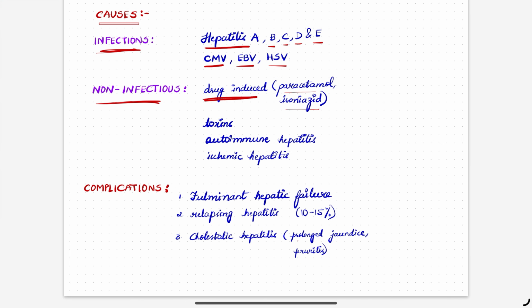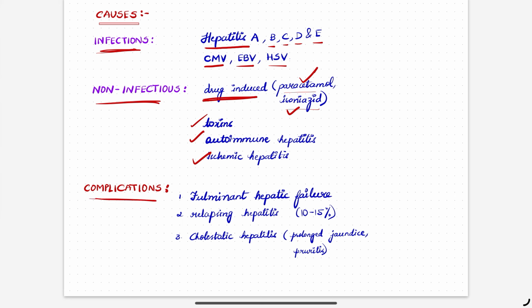They are drug-induced. Drug-induced hepatitis most commonly occurs with paracetamol and isoniazid. In the given question, there's no drug history mentioned, so we have ruled out drug-induced hepatitis. Also, there can be toxin-induced hepatitis, autoimmune, and ischemic hepatitis. These are the other causes for hepatitis.